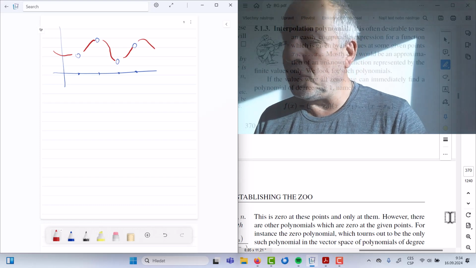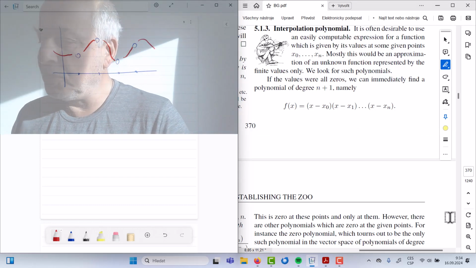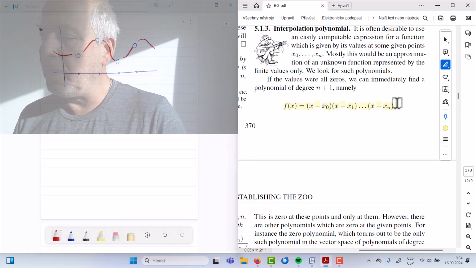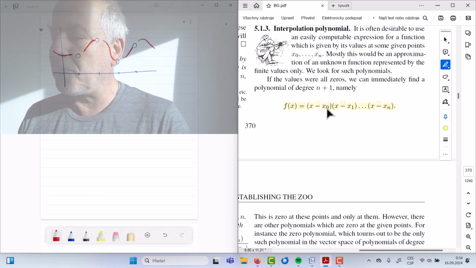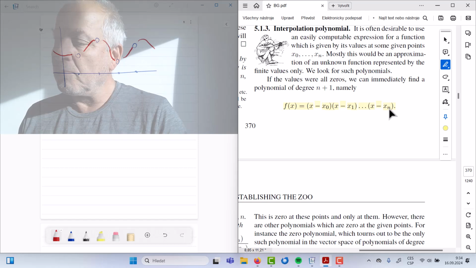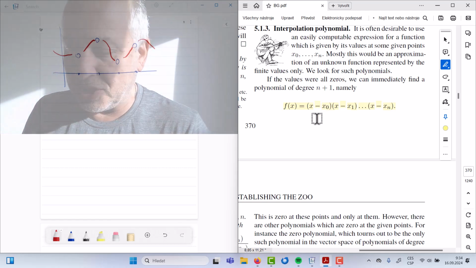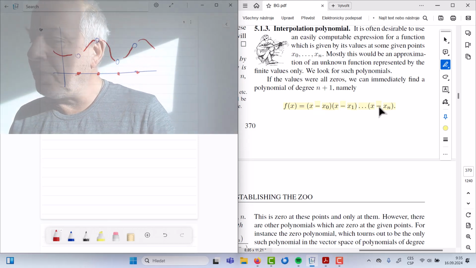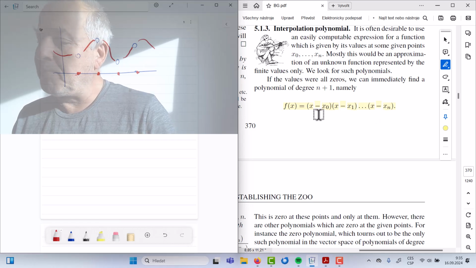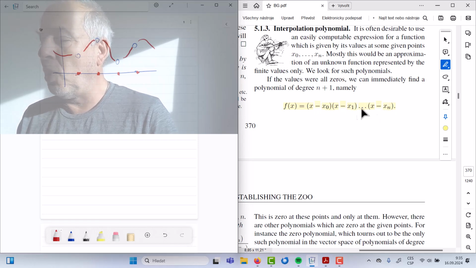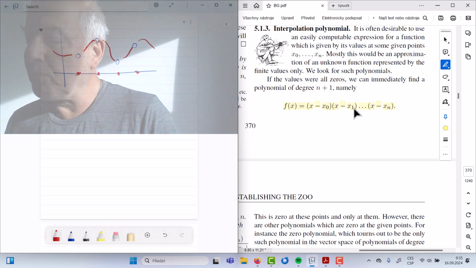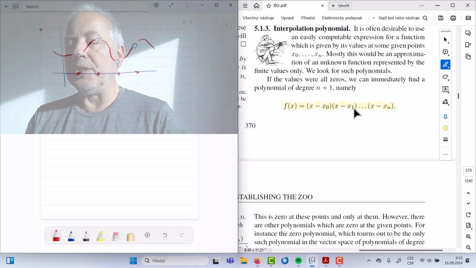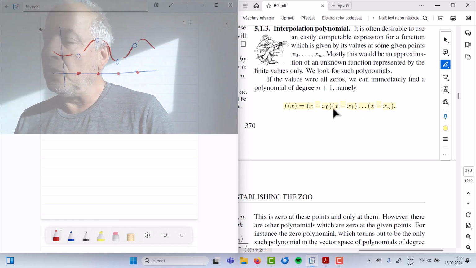Of course you see that if the values were all zeros, then what we get is a possibility to write a polynomial this way. So x is the variable, and x0, x1 up to xn are the points where we request the polynomial to have the value 0, right? Of course you see that this polynomial would be of order n plus 1, because we have n plus 1 points. In our case it would be 4, so n is 3 in our case, and what you would get is quite a wiggly polynomial.